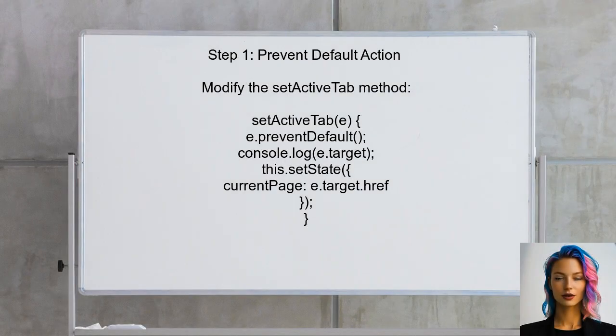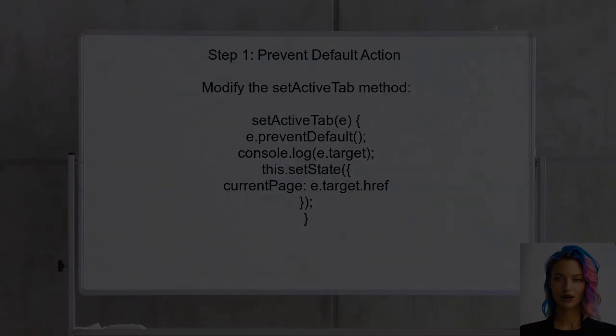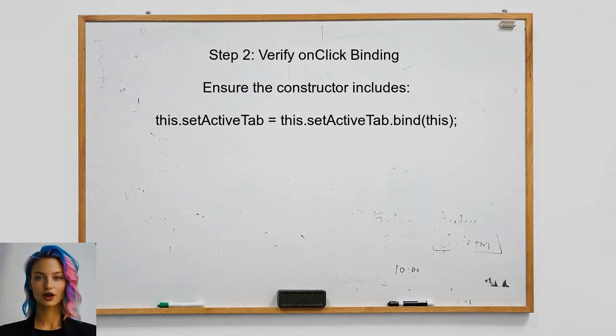To resolve the issue with the anchor tag not calling the onClick function, the user should first ensure that the event is not being interrupted by the default behavior of the anchor tag. This can be done by preventing the default action in the setActiveTab method. Next, the user should check that the onClick event is correctly attached to the anchor tag. This means ensuring that the setActiveTab method is bound correctly in the constructor, which the user has already done.